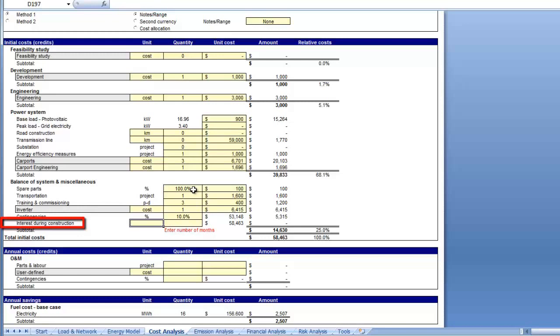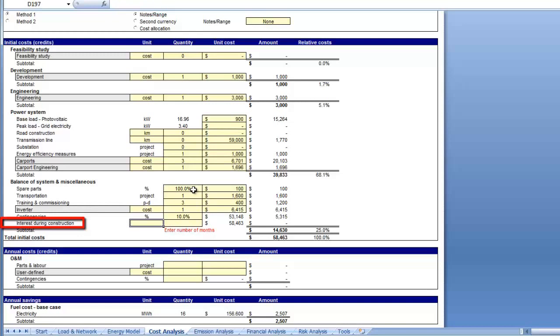For example, if $1 million worth of equipment must be financed over 12 months at an annual rate of 10%, the user should enter 10% as the interest rate during construction. This would bring the calculated interest cost during construction to $50,000. The cost of interest during construction typically varies between 3 and 15% of the project costs.